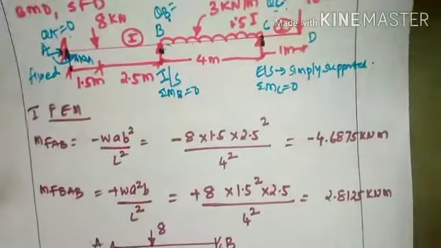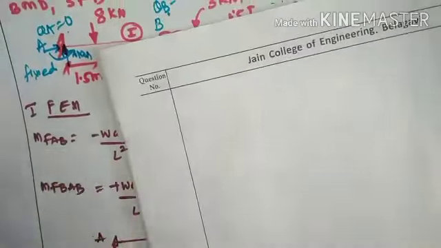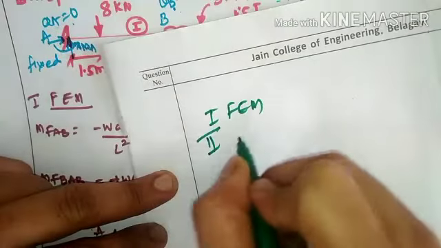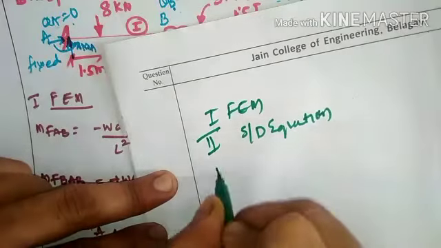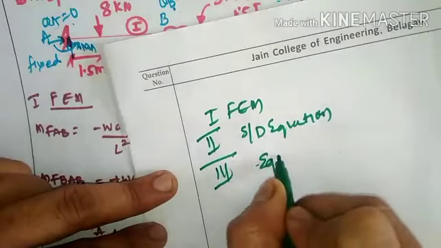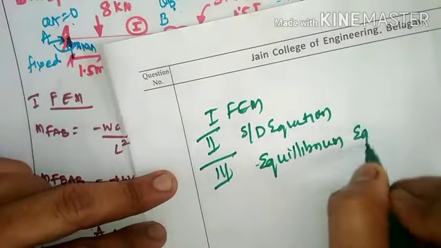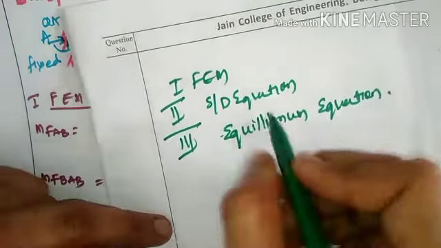Now there are a few steps that we are supposed to start with. So the first step is to find out the fixed end moment. Second step is to find out the slope deflection equation. Next is to find out the equilibrium equation. After the equilibrium equation, we are supposed to look at the equilibrium equation and then find out what the unknowns are.